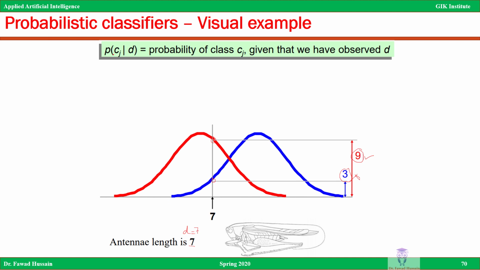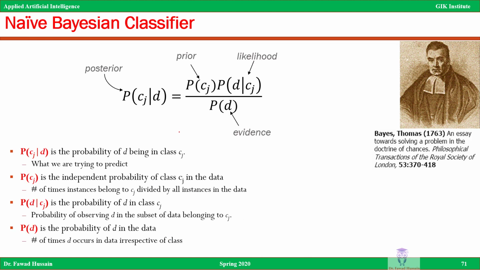So what's the probability of Cj? There are two probabilities, the red one and the blue one. What's the probability of red given that D is 7, and what's the probability of blue given that D is 7? This value here is 9 for red and 3 for blue. With this example we come to what is called the naive Bayesian classifier. It's based on the probabilities that we just saw.